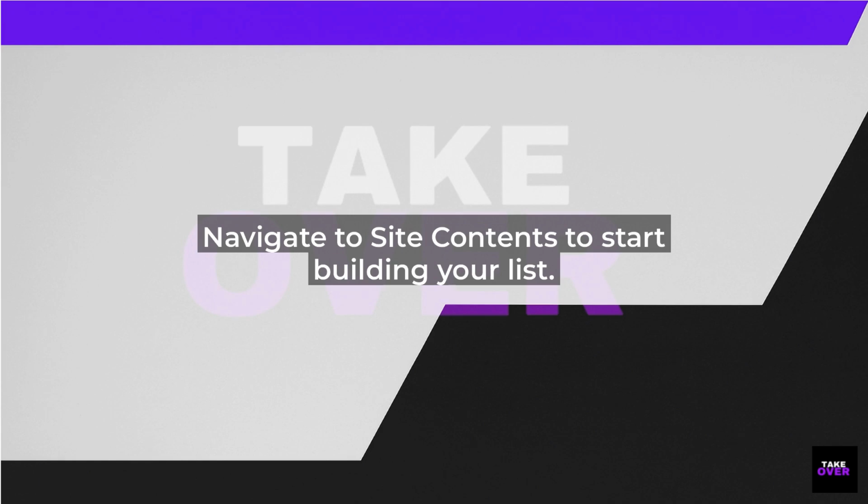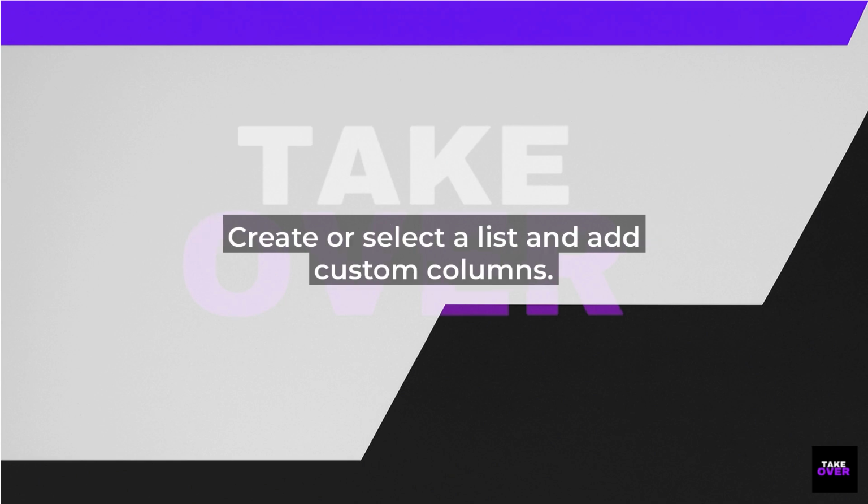Step 2. Click on New and select List to create a new one, or choose an existing list if you already have one set up. Give it a descriptive name, like Project Approval Form, and add any necessary columns such as text fields for descriptions or choice fields for options.